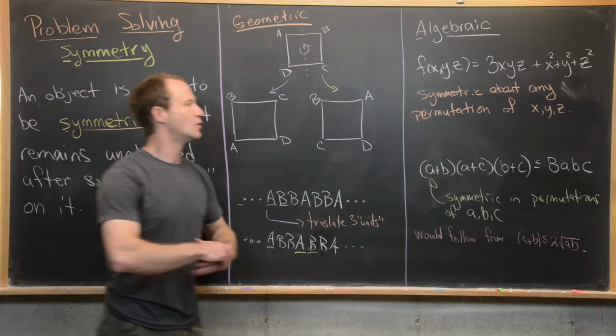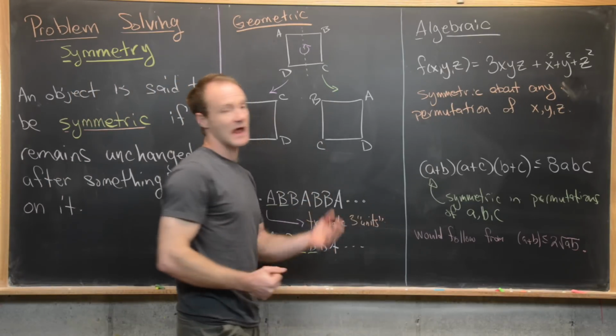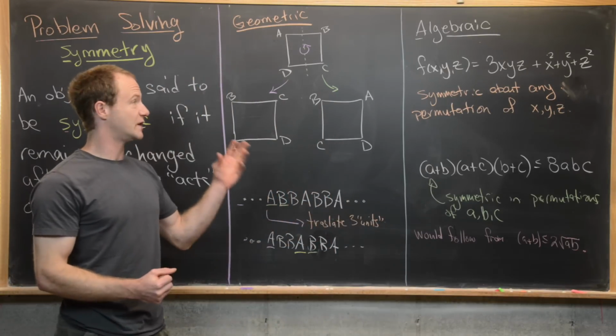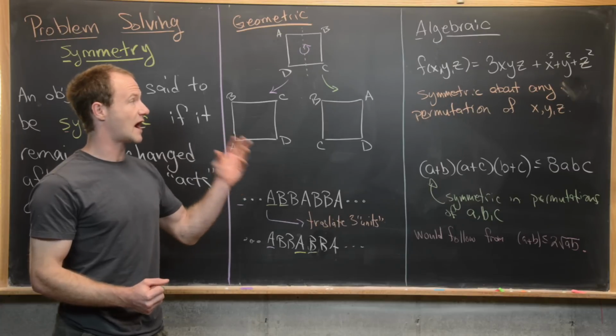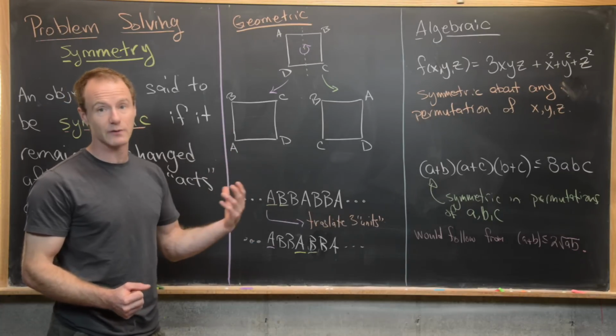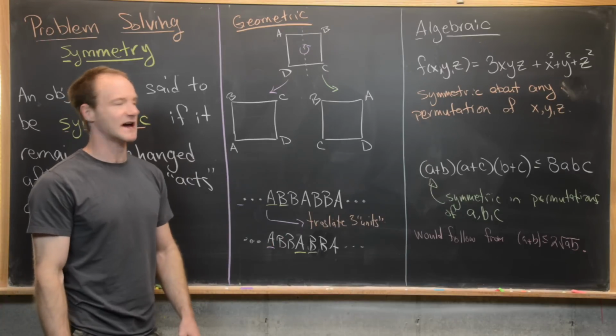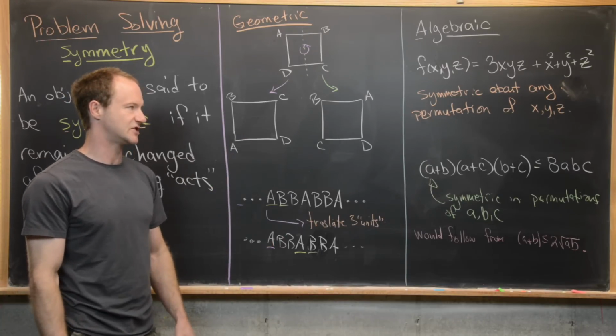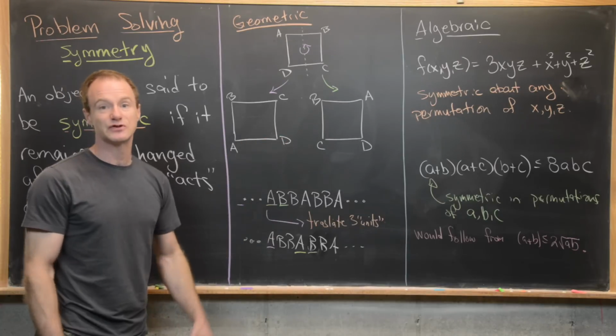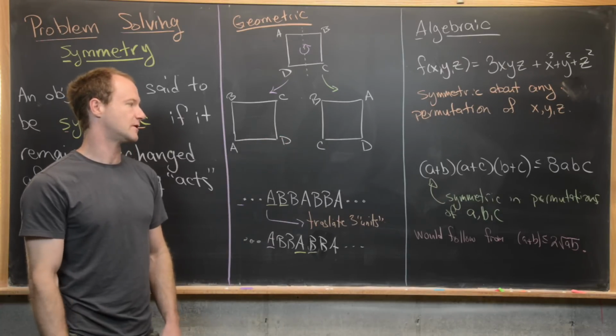In other words, we can switch x with y, and this thing does not change. We can switch x with y, y with z, and then z back with x, and it doesn't change. Any kind of permutation that you do of x, y, and z, this polynomial will not change. This actually has a name to it. It's called a symmetric polynomial.